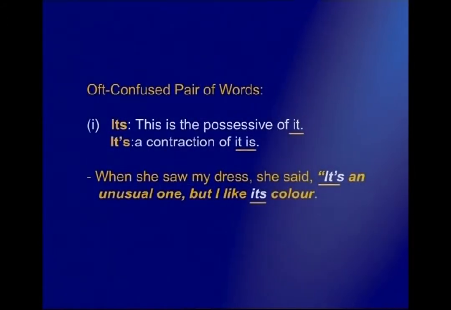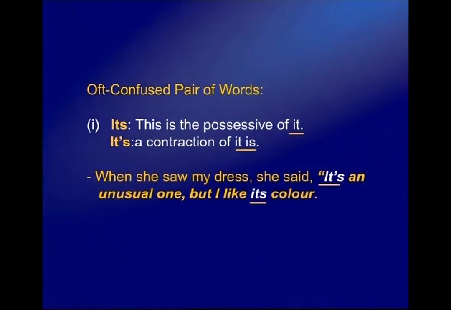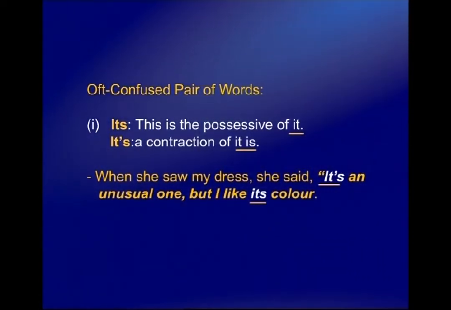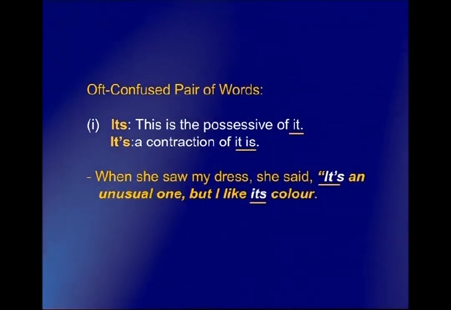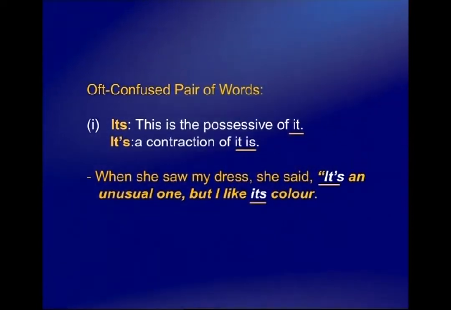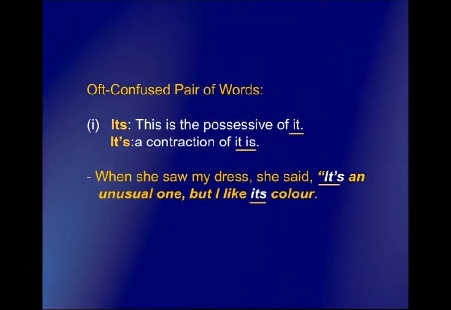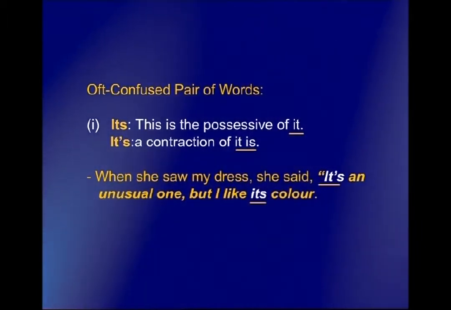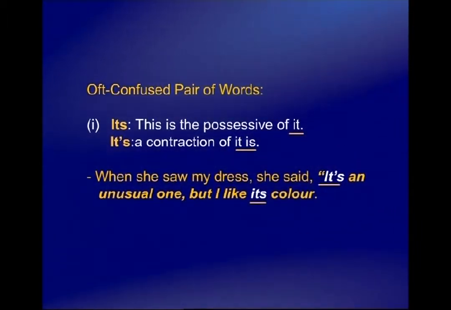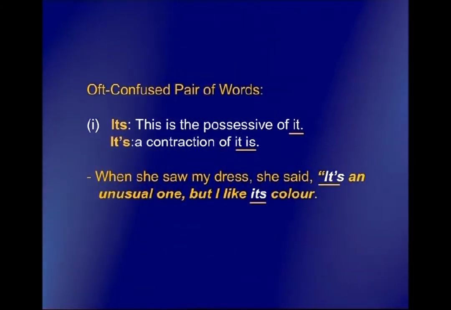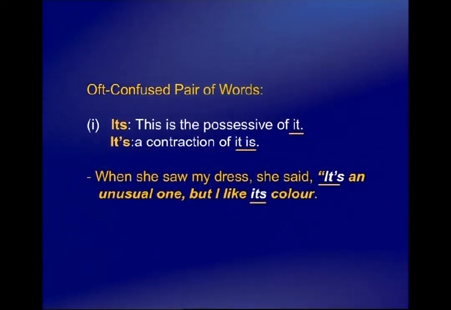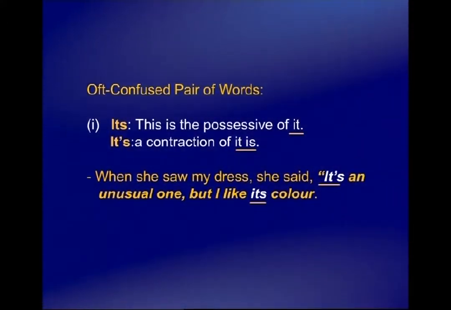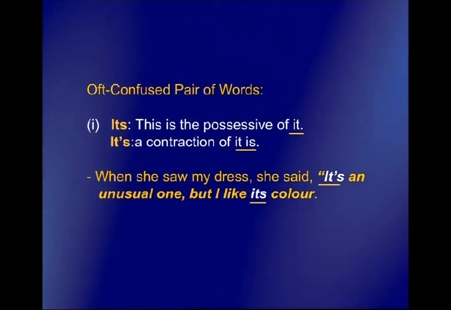The first one, its, I-T-S, and it's, I-T apostrophe S. A very common mistake students make, maybe they are not very clear about it. Its, I-T-S, this is the possessive form of the word it, and it's, I-T apostrophe S, is a contraction of it is. Instead of writing it as two words, it and is, the word is contracted, the I is taken out and instead an apostrophe is inserted.